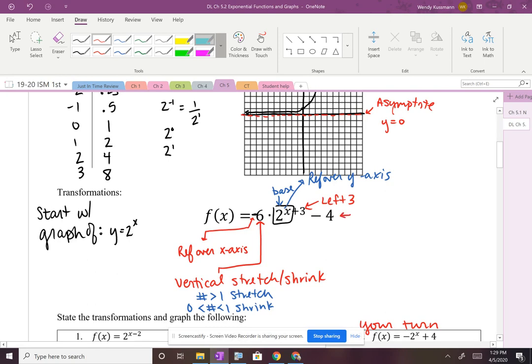And last but not least, we have a minus 4. It's not up in the exponent right next to the x, so it's a change in y. And they don't have opposite signs, so this is down 4.